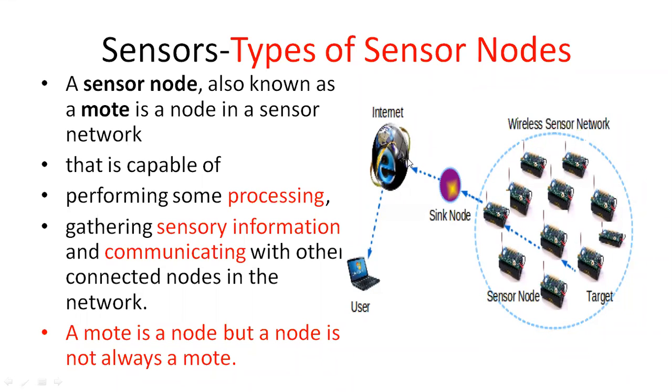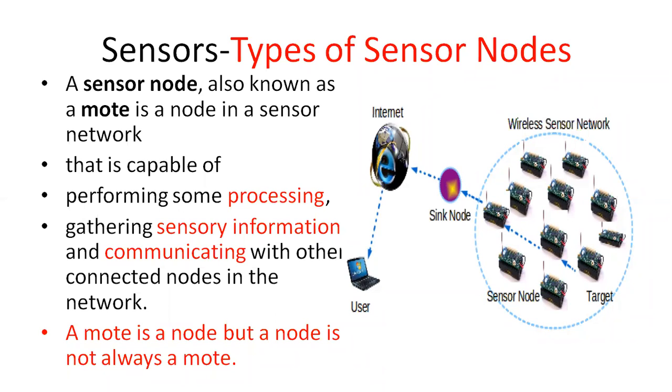What is the capability of a sensor node in this case? The capability of a sensor node is used for processing sensor information and communication. It is used for performing some processing, gathering the information, and communicating with other connected nodes in a network. Here, a mote is a node, but a node is not a mote.